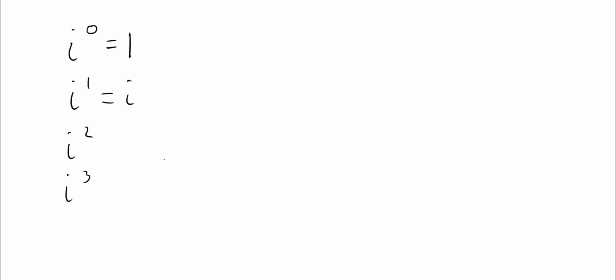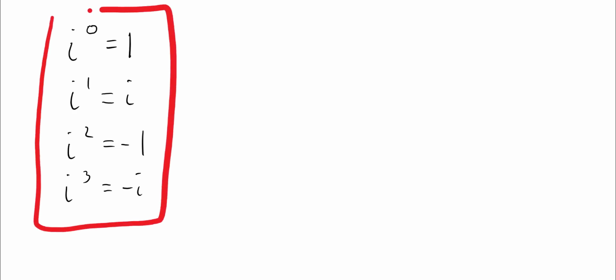Now these are the 2 that you don't know yet. i squared is negative 1, and i cubed is negative i. So this really is important. Okay, that needs to be on some note sheet someplace. i to the 0 is 1, i to the first is i, i to the second is negative 1, and i to the third is negative i.